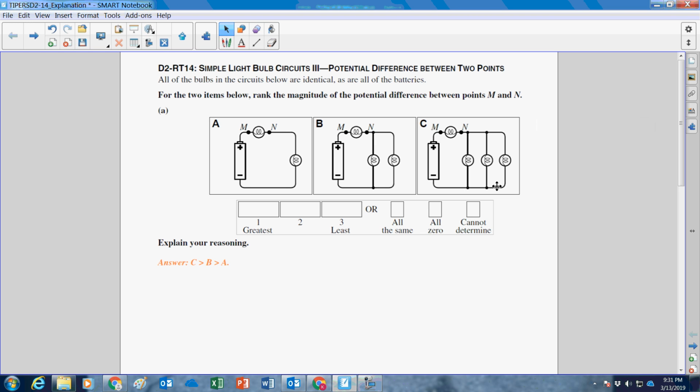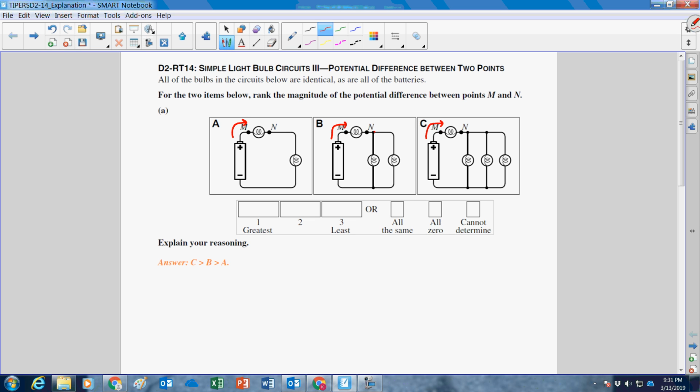This is TIPERs number 14 from the circuits chapter. And it's asking us to rank the voltage, or the potential difference, between these 2 points across a light bulb. And notice that this light bulb is getting all the current coming from the battery in each of these cases. After that, it splits.